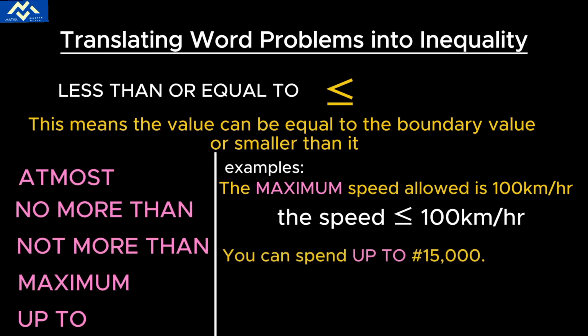Finally, you can spend up to 15,000 naira. This means you may spend 10,000 naira, 12,000 naira, or even exactly 15,000 naira. But you cannot spend more than 15,000 naira. Therefore, the amount you can spend is less than or equal to 15,000 naira. Before we go, let me test your understanding. I'll read each statement. You'll pause the video and write out the answer using the right inequality symbol.